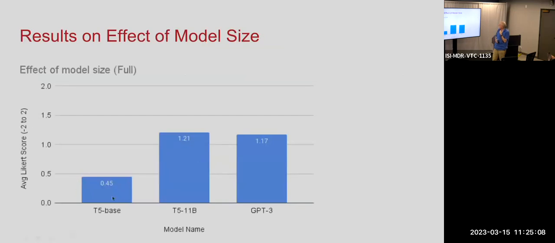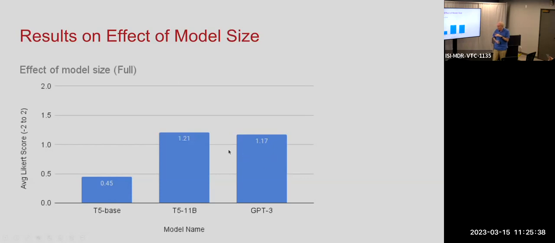So here's now we know T5 base. This is the average Likert score. I'm changing the metrics here a little bit. The Likert score ranges from -2 to 2, and this is the average human Likert score for an answer from a model. T5 base, like I said, was under 0.5 on the Likert scale. Yeah, size matters. With 11 billion, you're up to 1 point. This is positive; on average, the humans like their answers reasonably well.